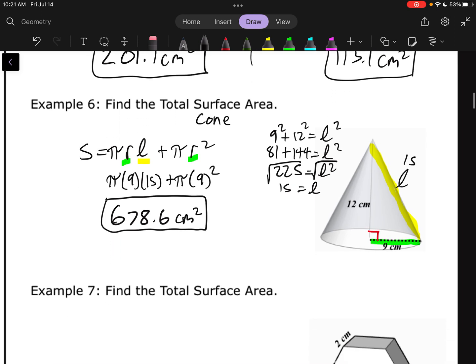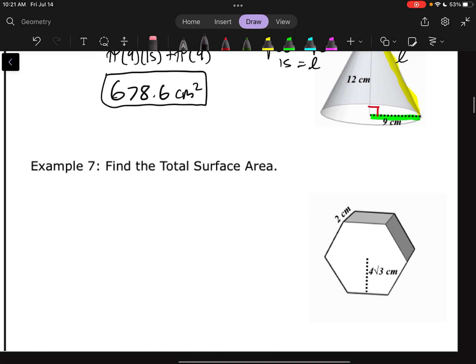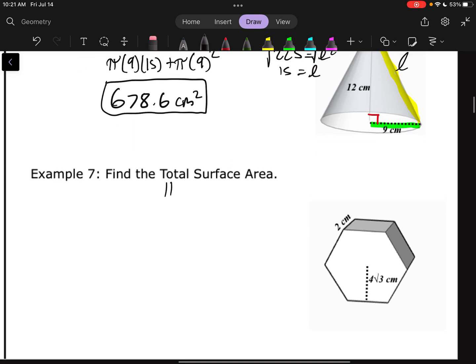Alrighty. Last one here says find the total surface area of this thing. What is this? This is a pretty wild shape. This is a hexagon. Oops, spelled that wrong. Hexagonal prism. Now, since it is a prism, we need to do the formula for a prism, which is pH plus 2B. Now, let's be careful about this one. This one's definitely the trickiest one we've seen.